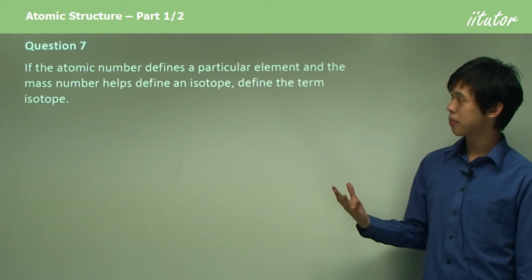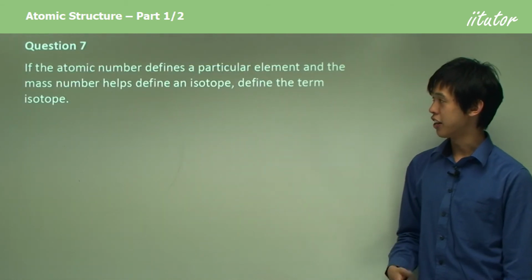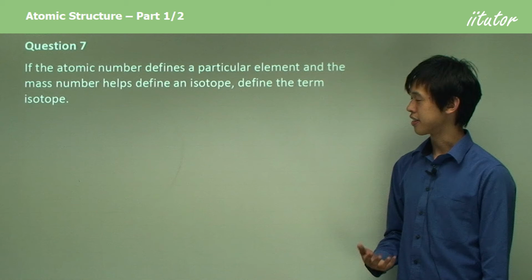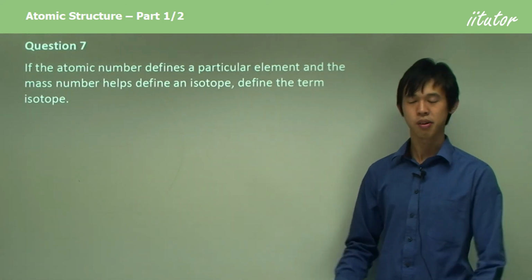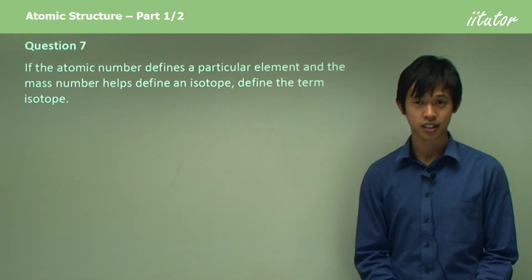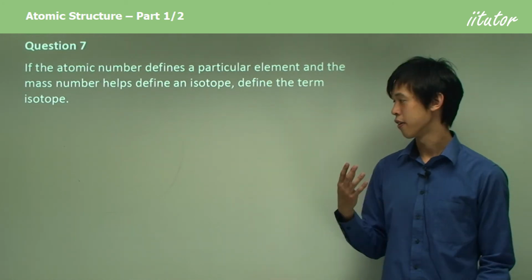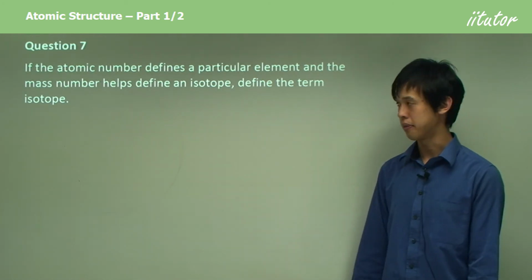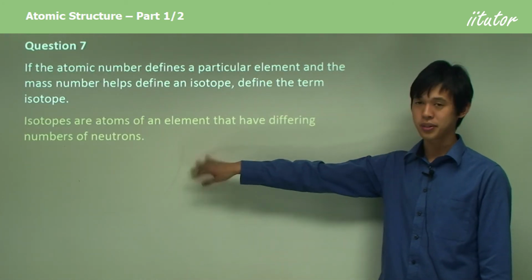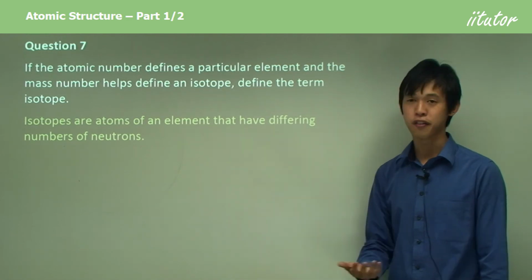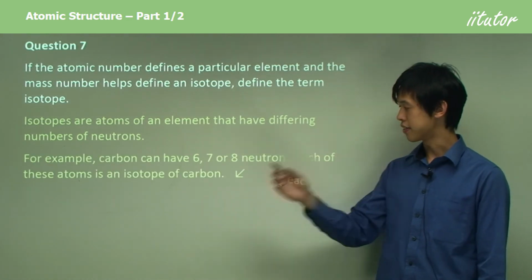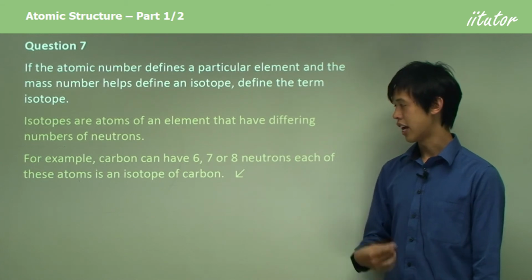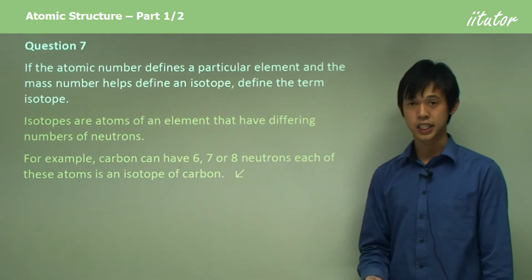So if the atomic number defines a particular element and the mass number defines an isotope, define the term isotope. I may have brought this up in passing in this lesson, but we're going to have a very formal definition of an isotope now. So isotopes are atoms of an element that have differing numbers of neutrons to one another. For example, carbon can have 6, 7, or 8 neutrons. Each of these atoms is an isotope of carbon.